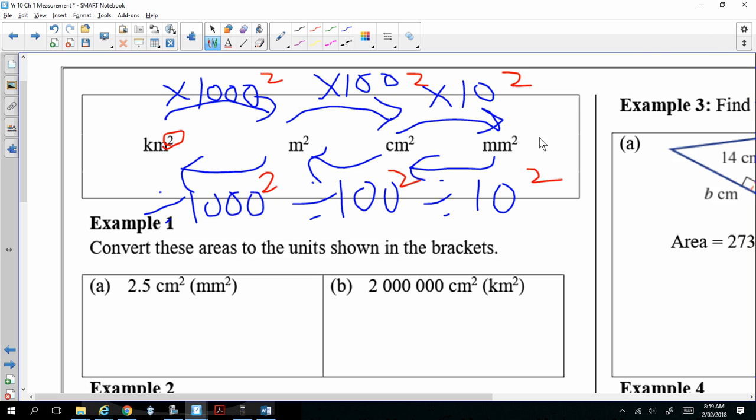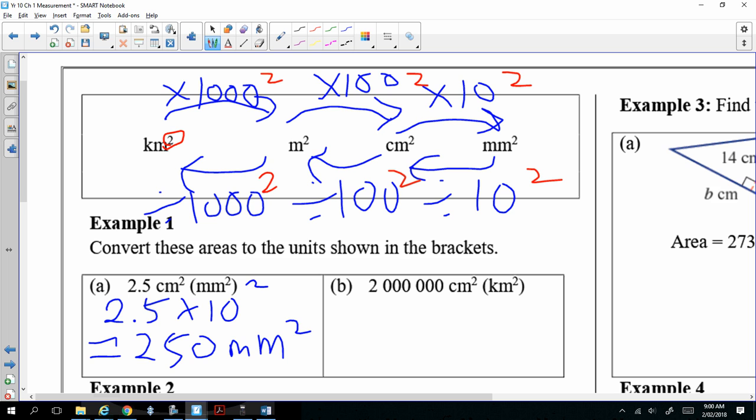So we're going to do an example. So for this one, we're going to multiply 2.5 square centimeters to square millimeters times by 10 square, like this, right? Times by 10 square. And what would that be? That will be just 250 square millimeters. All right, you have to memorize this table off by heart, this diagram.